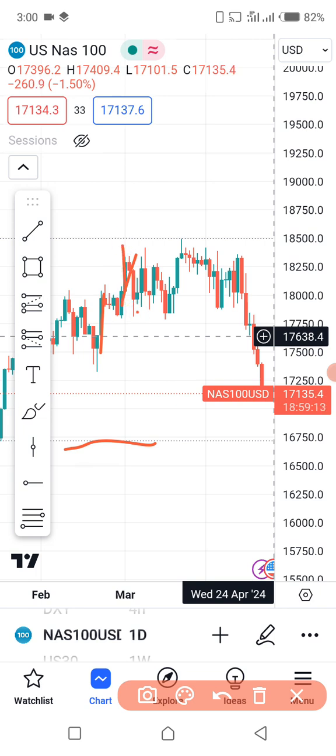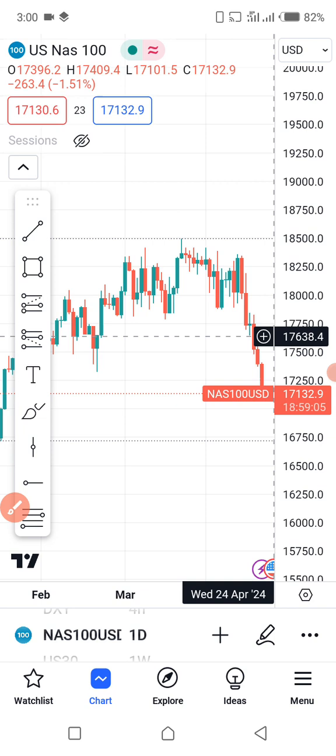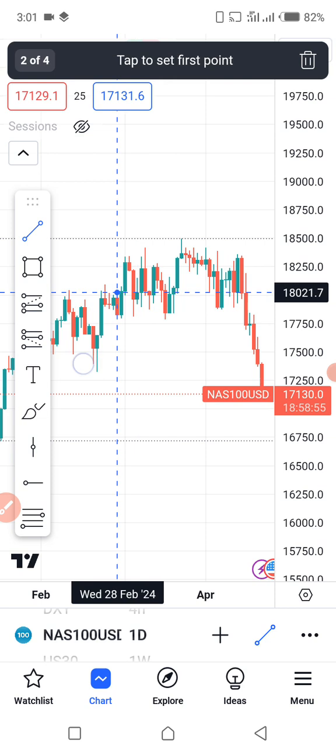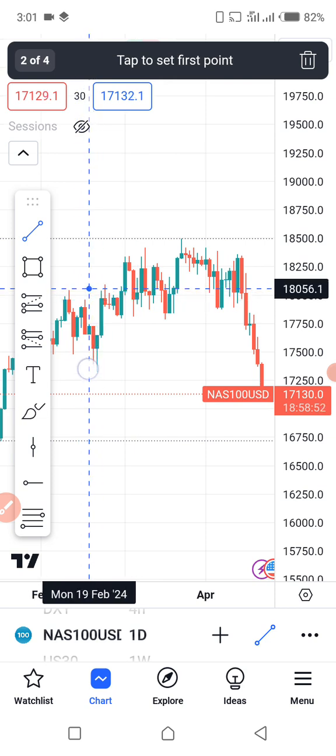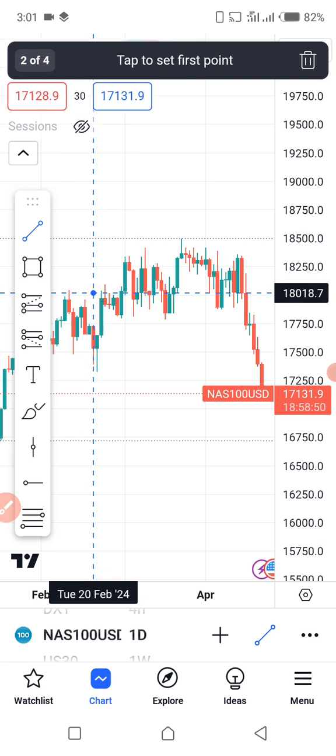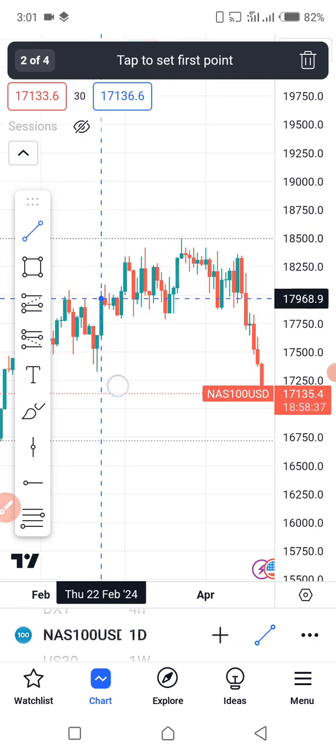Like on this range, you can see that when you are looking at it, the first thing you look out for is the mitigation block, which is here. The second thing is if there is a breaker; you can see there is no breaker. The third thing is the liquidity void. The fourth is the fair value gap. The fifth is the order block.